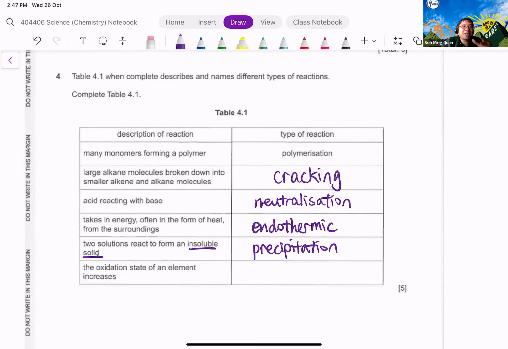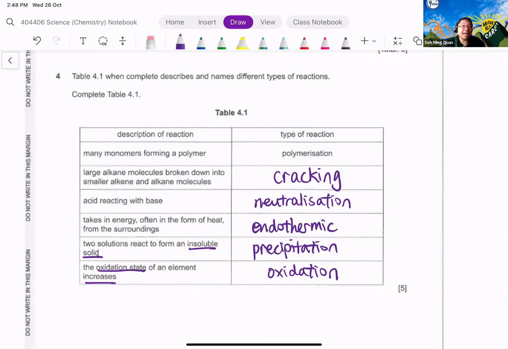Finally, the oxidation state of an element increases. Oxidation state increase, oxidation. Okay, now the last one, you must write oxidation. Now it's not redox because it's very specific here. They have said the oxidation state increases, so there's oxidation. Okay? So I'm sure these are not difficult for you. I'm sure most of you have realized this.